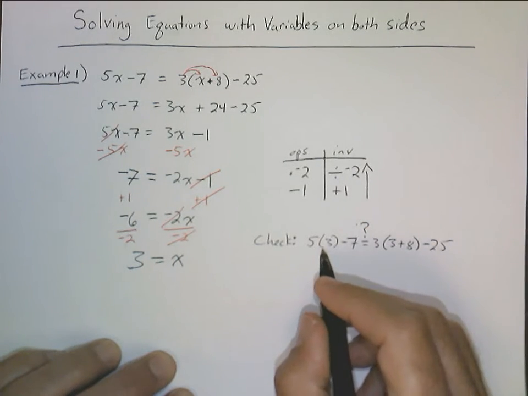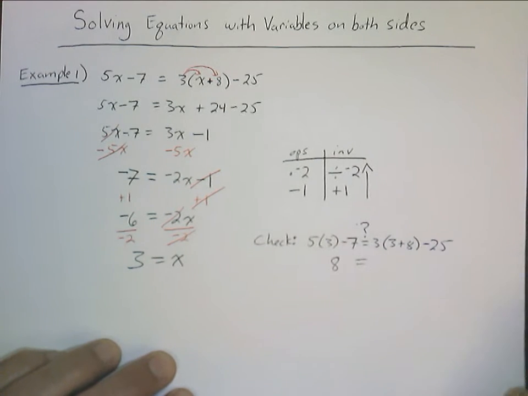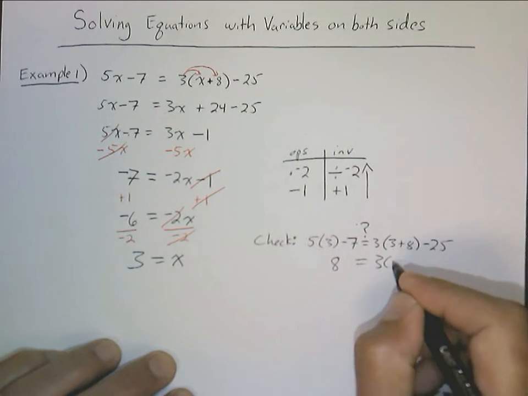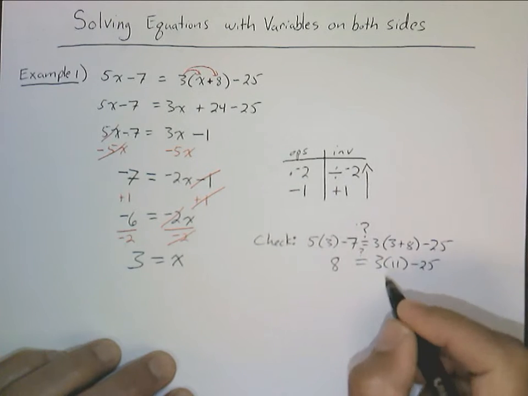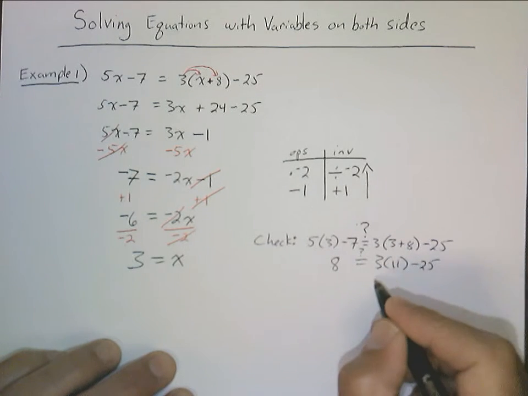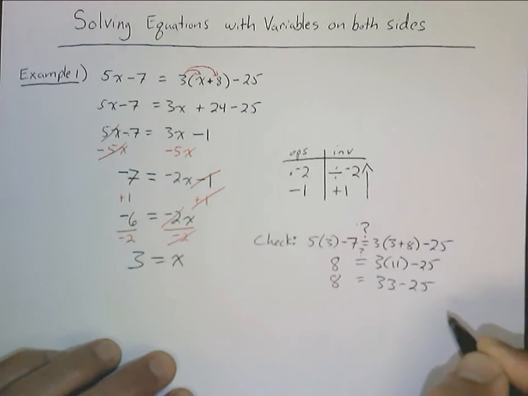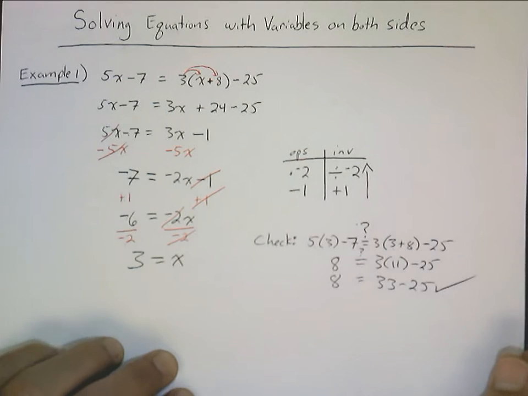Is that a true statement? Well, let's see here. This is 5 times 3 is 15, minus 7, that's 8. Let's see here. 3 plus 8 is 11. So is that a true statement? Well, 3 times 11 is 33. Minus 25, is that equal to 8? Yes, it sure is. We did it correctly. Fantastic.